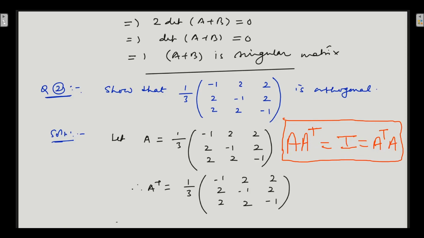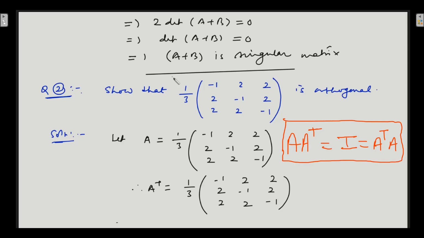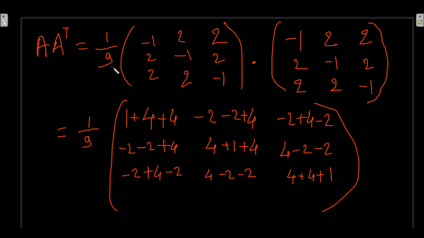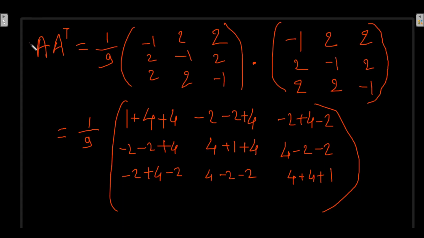So let us show A multiplied by A transpose. Now 1 by 3 multiplied by 1 by 3 will become 1 by 9. Then I wrote the matrices as they are. Matrix A has been written over here, and matrix A transpose, which was found in the slide earlier, has been written over here. Both of them have been written successfully. So let us now multiply.